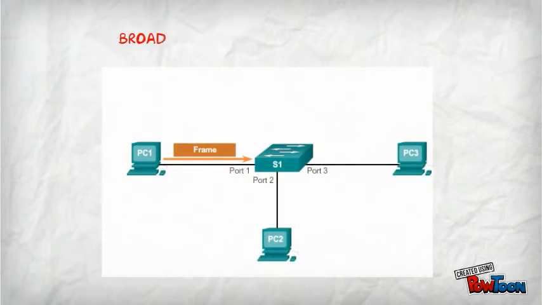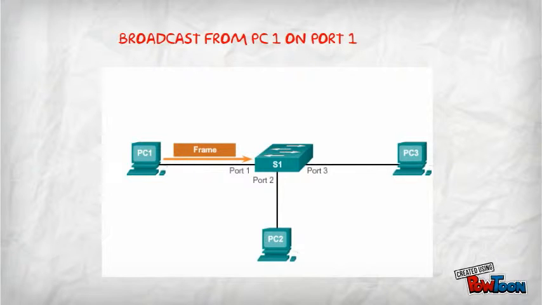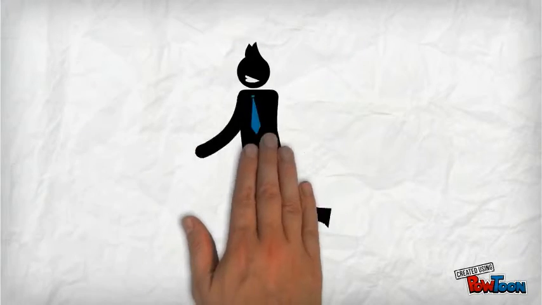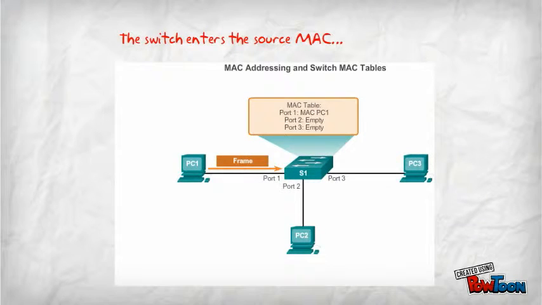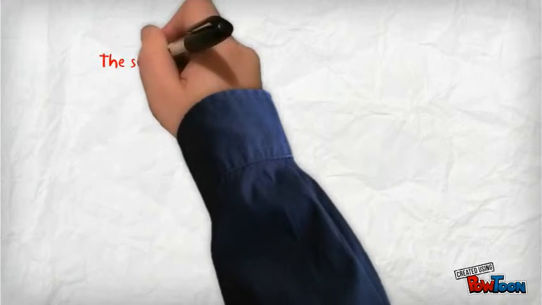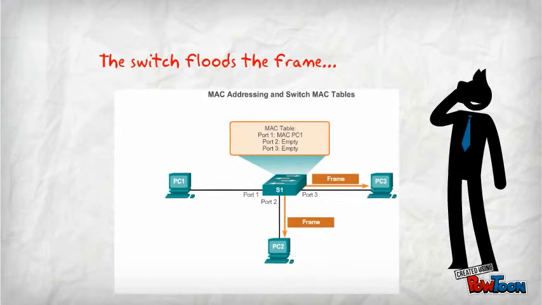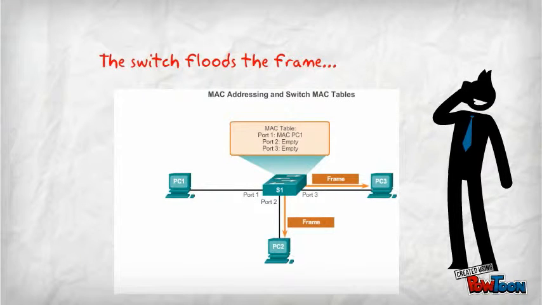The switch receives a broadcast frame from PC1 on port 1. The switch enters the source MAC address on the switch port that received the frame into the address table. Because the destination address is a broadcast, the switch floods the frame to all ports except the port on which it received the frame.